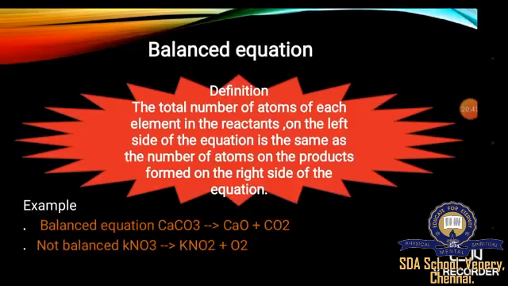For a not balanced equation, KNO3 gives KNO2 plus O2. We have already seen this equation in our skeleton equation. Here K is present on the reactant side, and on the product side 1 K is present. Nitrogen, we have 1 nitrogen on the reactant side, and on the product side we have 1 nitrogen. Oxygen, we have 3 oxygen on the reactant side, but we have 4 oxygen on the product side. So it is not a balanced equation.